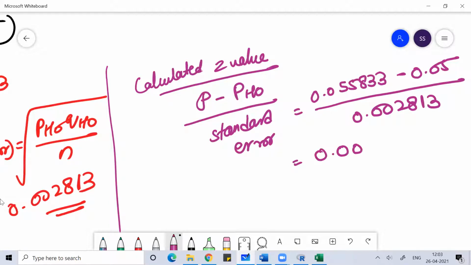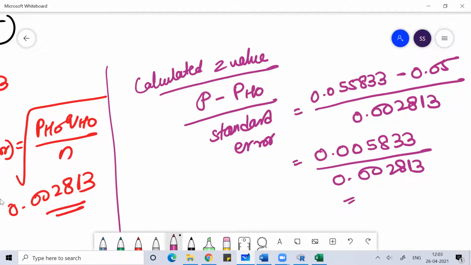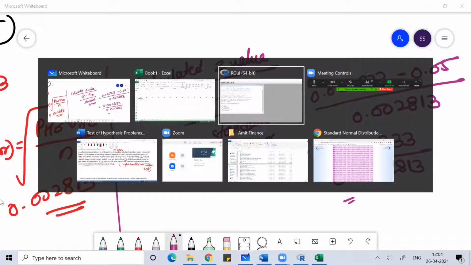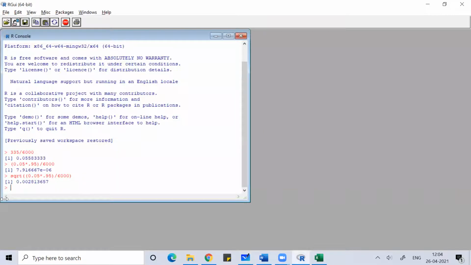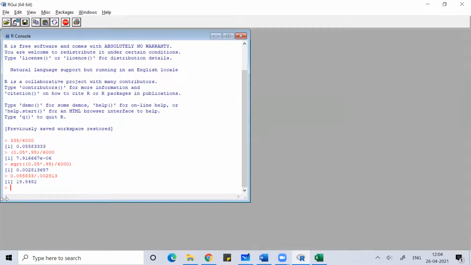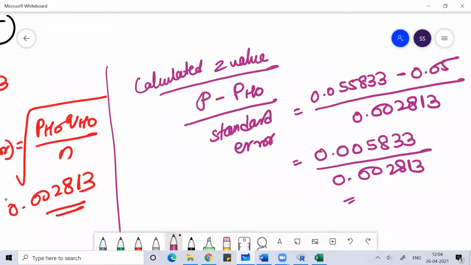This is 0.005833 divided by 0.002813. So you can find this. So you'll get 19.84.